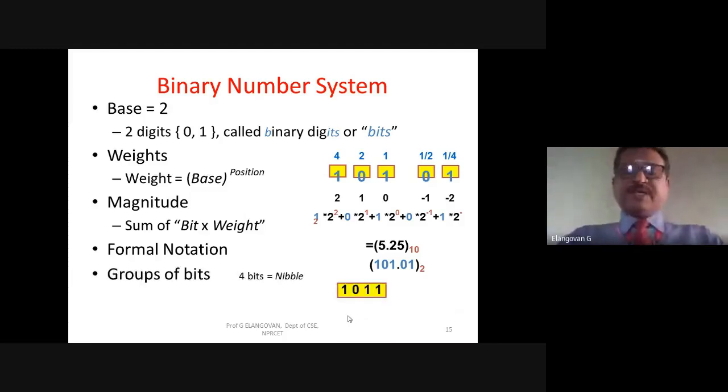And the additional information here is, whenever we group four binary values together, that collection will be called a nibble. And when you collect 8 such bits, or 2 nibbles, it will be called a byte.